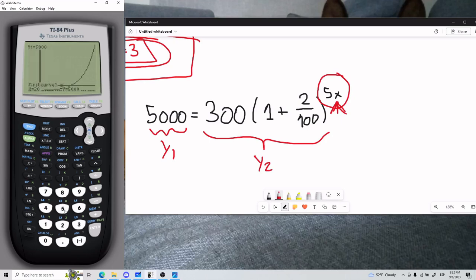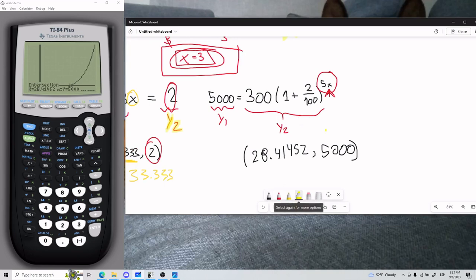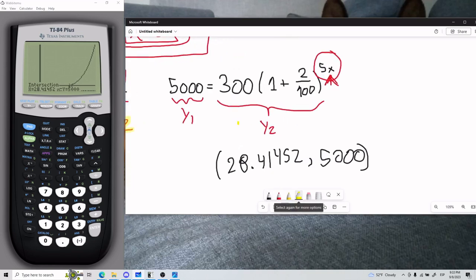So calc intersect, first curve, second curve, guess. Boom, I end up with that value. So it gives me that this point here is where it intersects: 28.41452, comma 5,000. So again, for interpreting this, the key thing, as you've seen in the other examples, is which of these is my y1, which of these is my y2. This 5,000 comes from my y1, because there's a 5,000 over here, and this 28.414 comes from my y2.